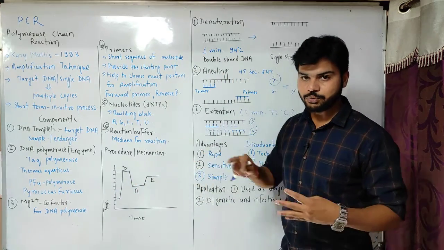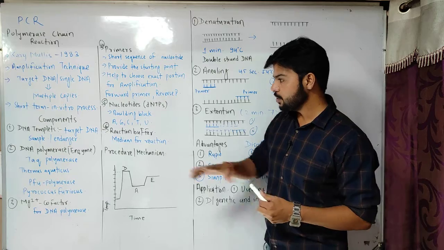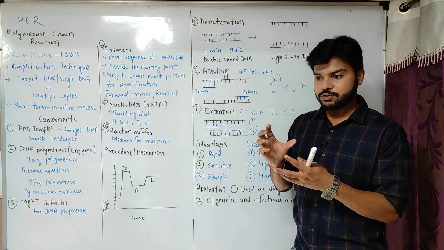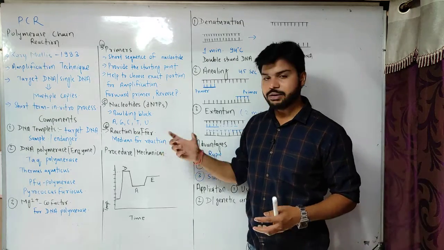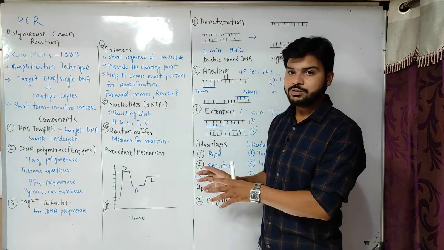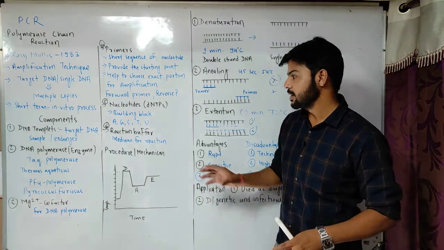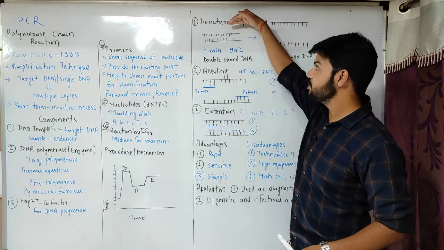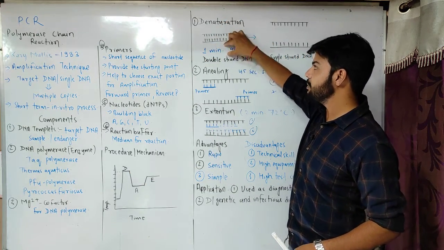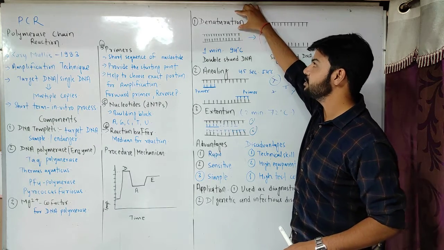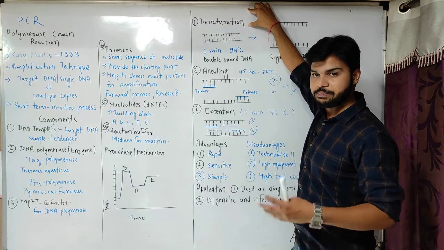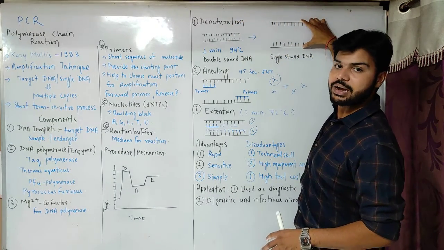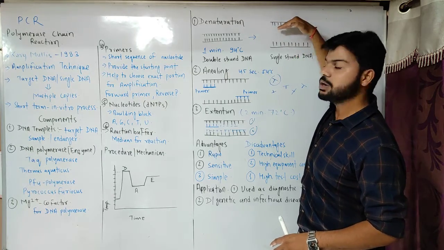So first what we do, we take all the reactants or components into a tube. Small tubes are taken and fit into the apparatus or machine that we call the thermocycler, and we increase the temperature to about 95 degrees Celsius. This process of increasing the temperature to 94 or 95 degrees Celsius for 1 minute is called denaturation. What happens in denaturation? The double-stranded DNA gets separated into single-stranded DNA. This is what we call denaturation.